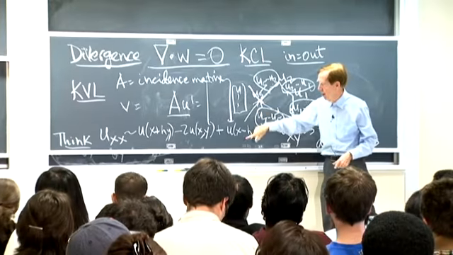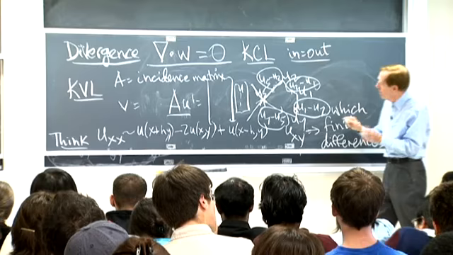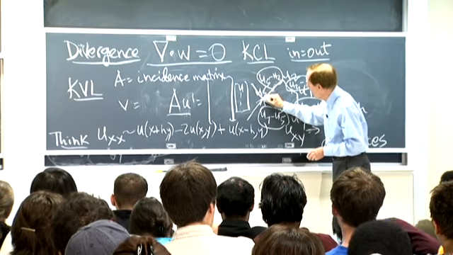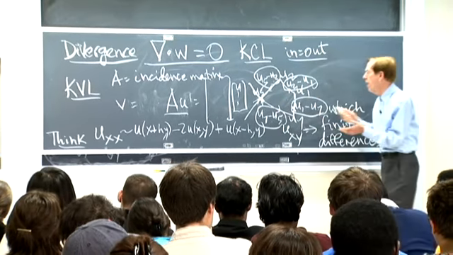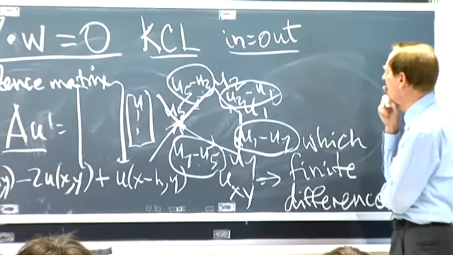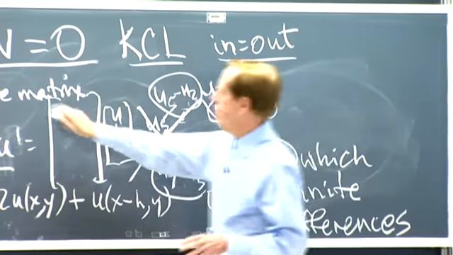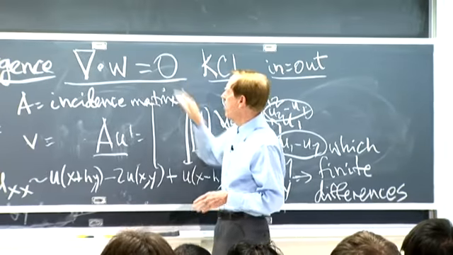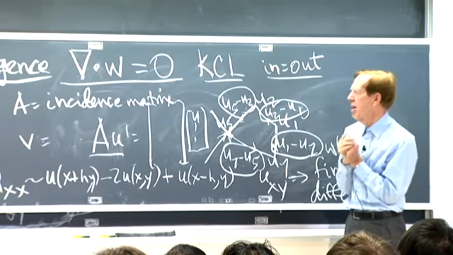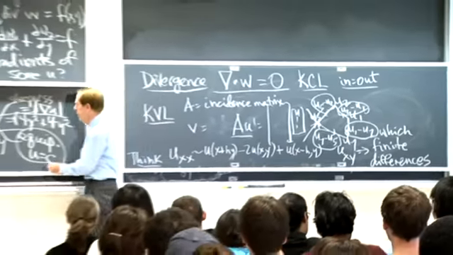The circulation was around every loop. So in equal out was just a sum of 4 things. Here, how am I going to express in equal out? Divergence of W equals 0. What I need is the divergence theorem. Let's just face it, we've got to have that.